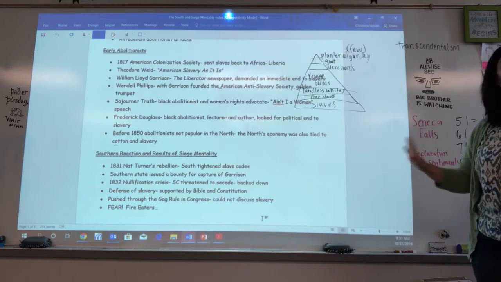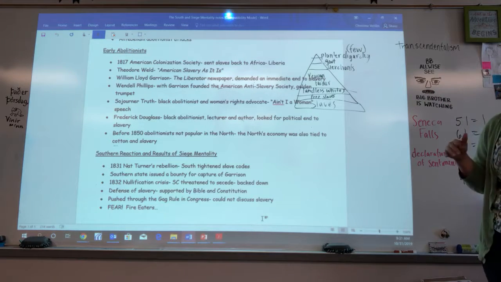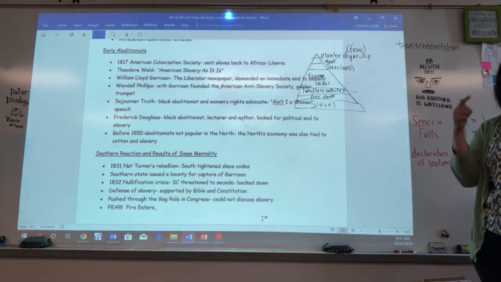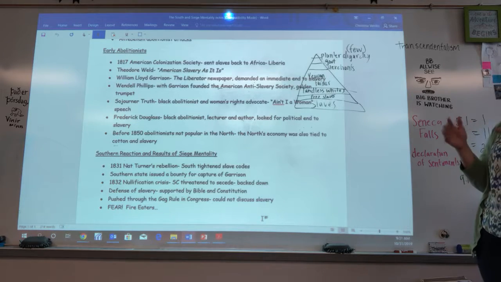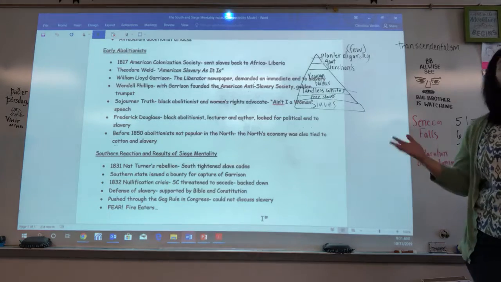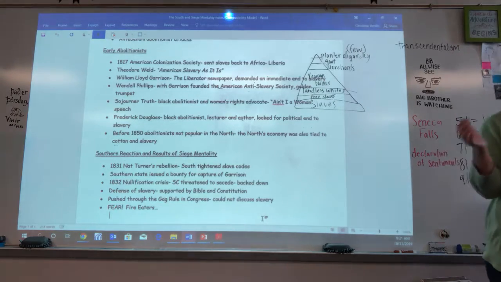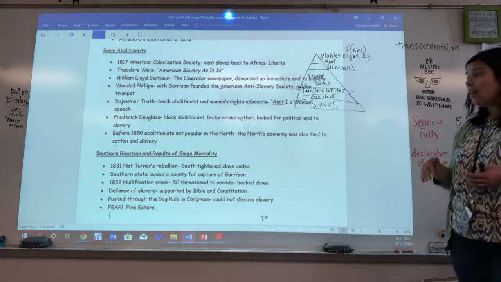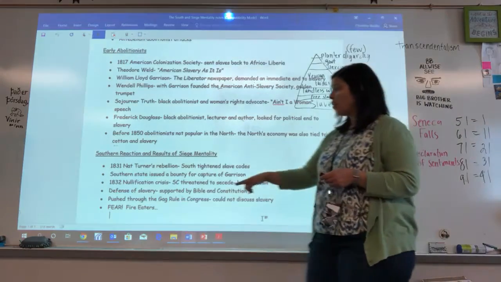We're going to see the nullification crisis, which we did with the tariff. Remember those questions that we kept going back to on South Carolina? It brought up that idea of secession. We're going to see people defend slavery using the Bible and the Constitution, which we saw in chapter 16. Then people are going to push for the gag rule.